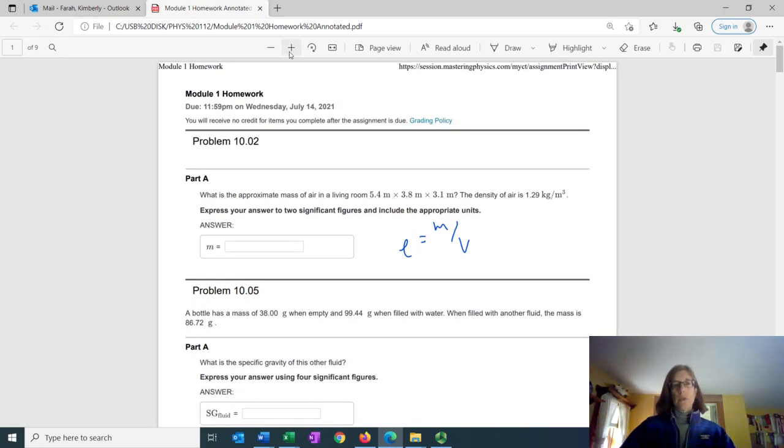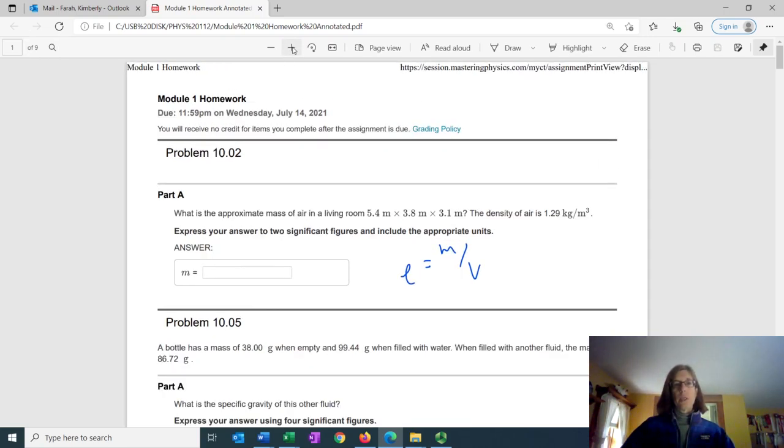Hi, this is a short introduction to the homework on Module 1. I won't go through all the problems, I'll just go through some of the problems that there may be issues with. So the first problem is just a straightforward calculation of the mass of a room.